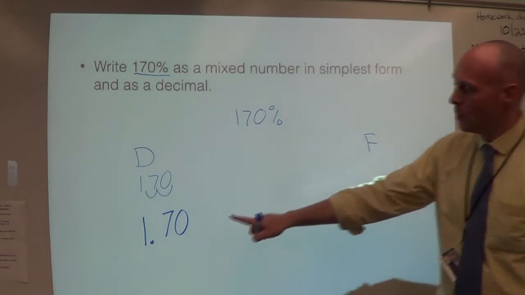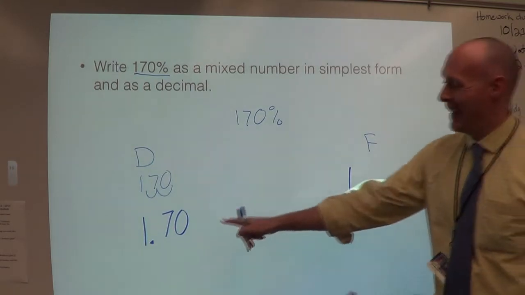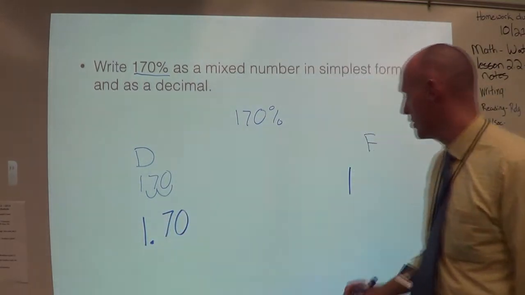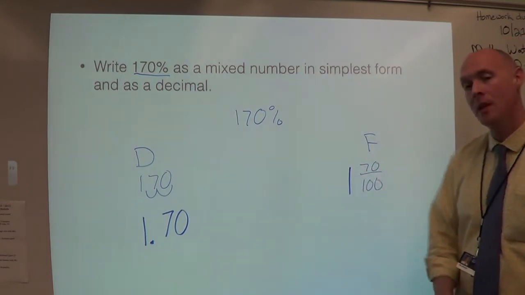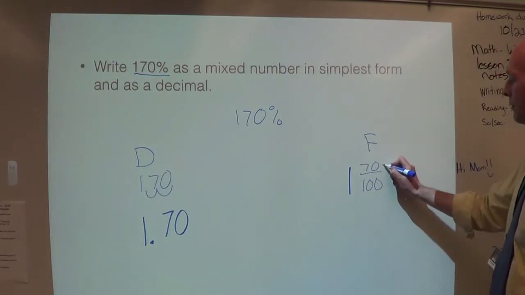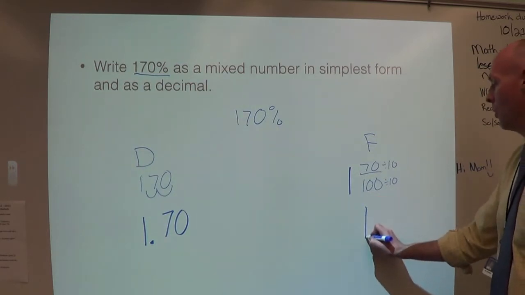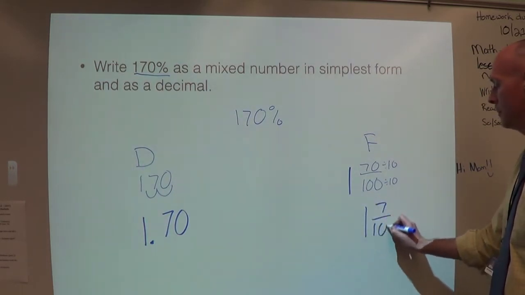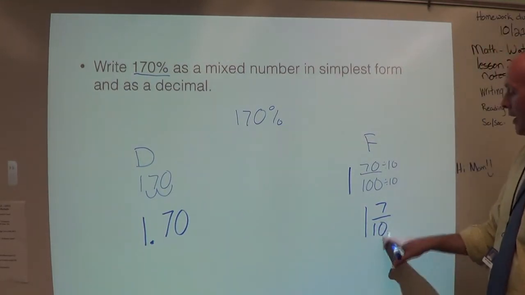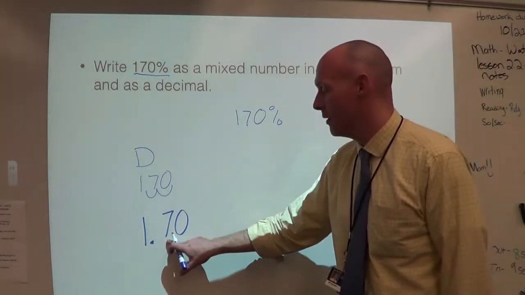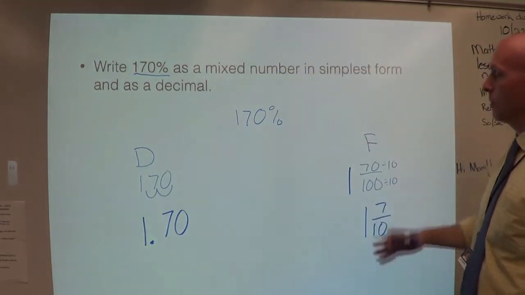Now we have to do it as a fraction. So let's look. 1.70. Well, we know the whole number is going to be 1. And then it's 70 hundredths. Okay, can it be reduced? It can. If we divide the numerator by 10 and the denominator by 10, we're going to be left with 1 and 7/10. And that can't be reduced any further. So that looks perfect to me. 1 and 7/10 or 1 and 70 hundredths, it's the same thing. So we've done it. Mixed number, decimal, perfect.